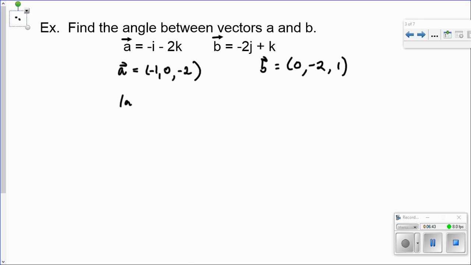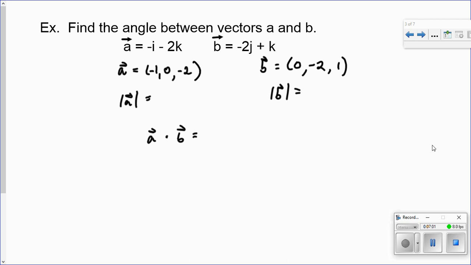So maybe we could find the magnitude now, the magnitude of both of them, and then find the dot product of both of them. And I'm going to leave you guys to do that. I'll get back to you when the calculations are done, and then we'll go and find the cos.